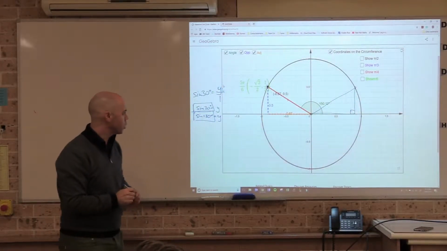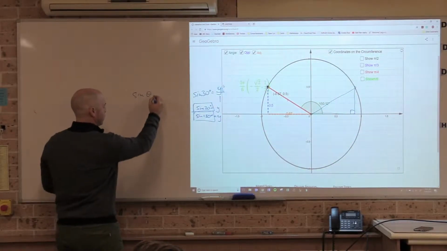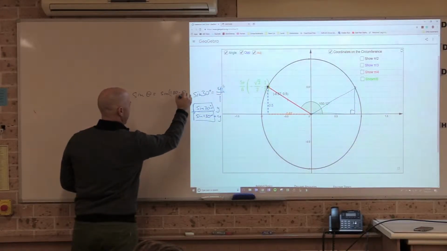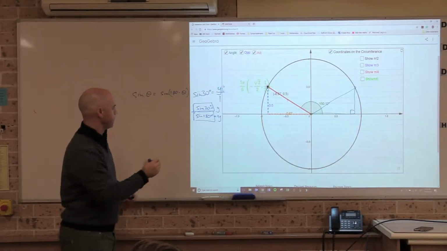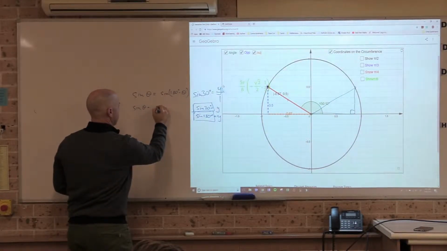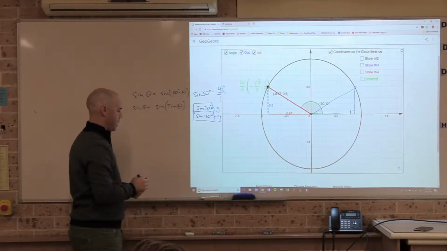And that's why we talked about the fact that sine of any angle is equal to sine of 180 minus that angle, if we're talking in degrees. Okay? If we're talking in radians, sine of any angle is the same as sine of pi minus that angle.